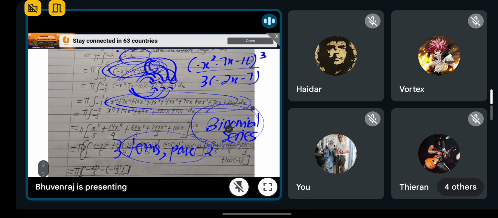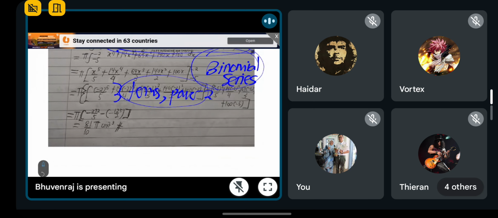Okay, guys? So are you clear with this? So you should get a positive volume, 81/10 pi unit cube. Okay, if you solve and see slowly, you should be able to get it.